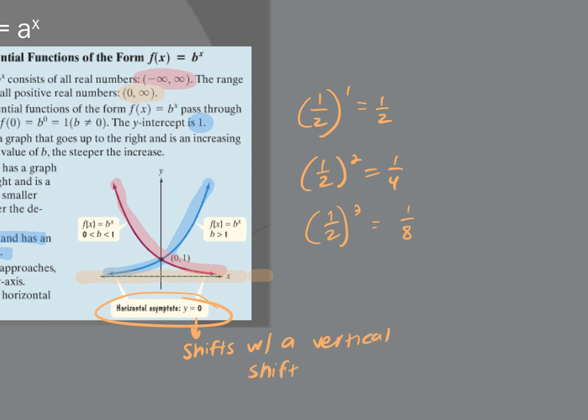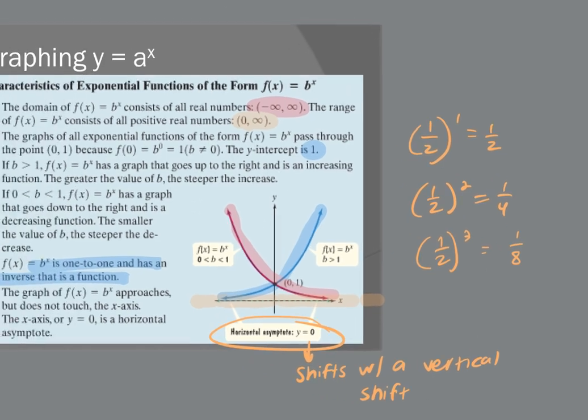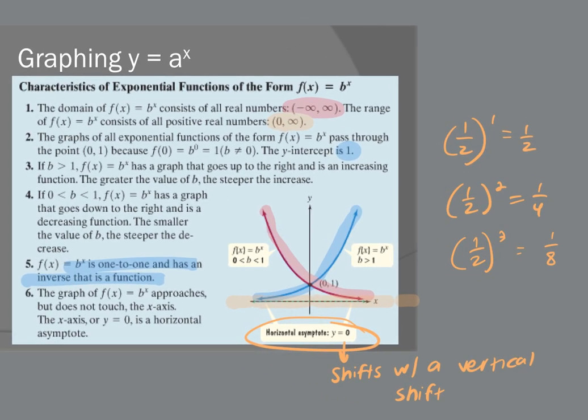If I add or subtract something after my exponent, so not in the exponent, but after the exponent, it causes my graph to move up or down, and that's going to cause my asymptote to move up or down. That's going to cause my range to move up or down, okay? So those kinds of things are still going to happen to these graphs.